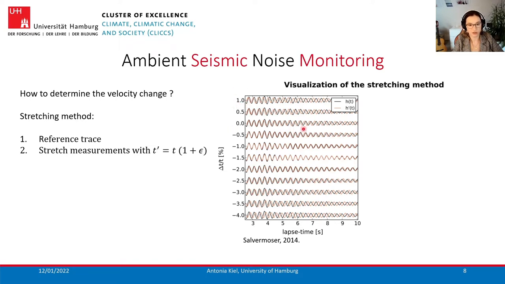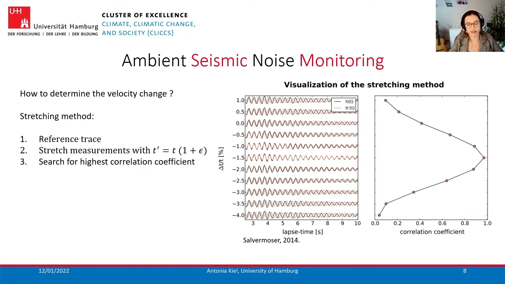And here we can see our pure measurement and reference trace again, with the measurement being the orange curve and the reference trace being the black curve. And on the x-axis we have the lapse time, or basically our recording time. What we now want to quantify is by which stretching factor our measurement got stretched compared to the reference trace. We can do that by calculating the cross-correlation coefficient and looking for the highest correlation coefficient, because the correlation coefficient indicates the similarity of the reference and stretched trace in our case. And this is shown right here.